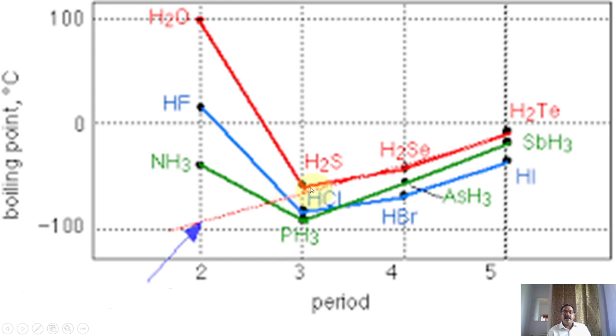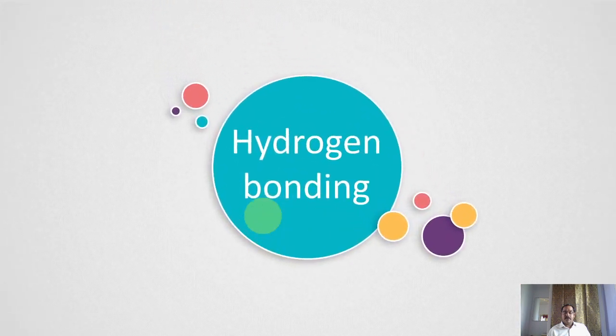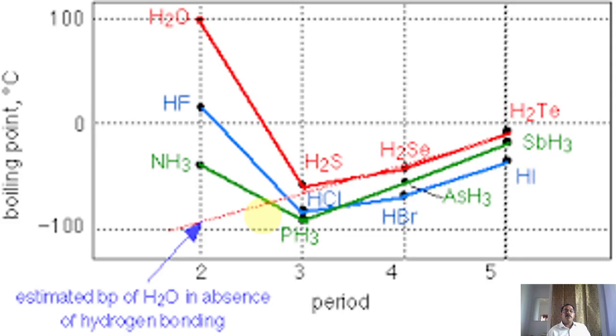See, you can see this extrapolated line. This extrapolated line is what it would be if there was no hydrogen bond in water. The estimated boiling point of water in the absence of hydrogen bond is roughly maybe minus 80 degree or minus 90 degree centigrade. Boiling point of water would be like that if there is no hydrogen bond.